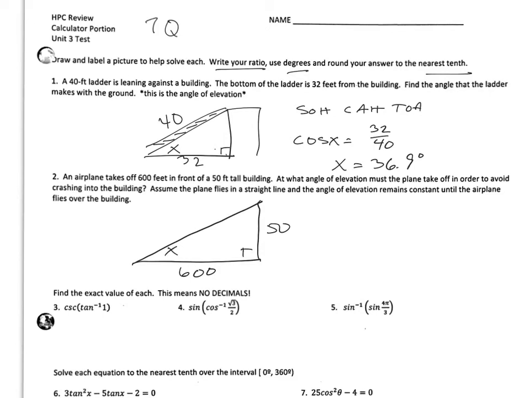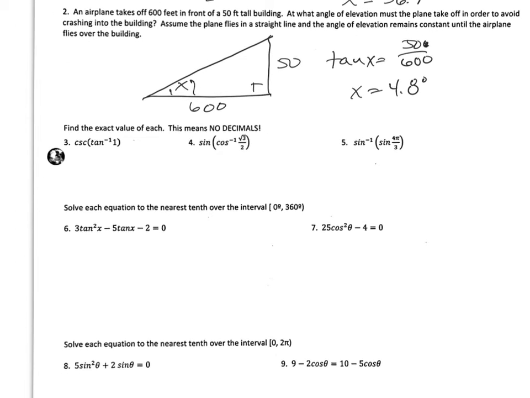So assume that the plane flies in a straight line, and the angle of elevation remains constant until the plane flies over the building. So what they're saying is this angle here. This is opposite and adjacent, so this is tangent of x is equal to 50 over 600. And x is equal to 4.8 degrees. There'll be 3 questions, like 3, 4, and 5.